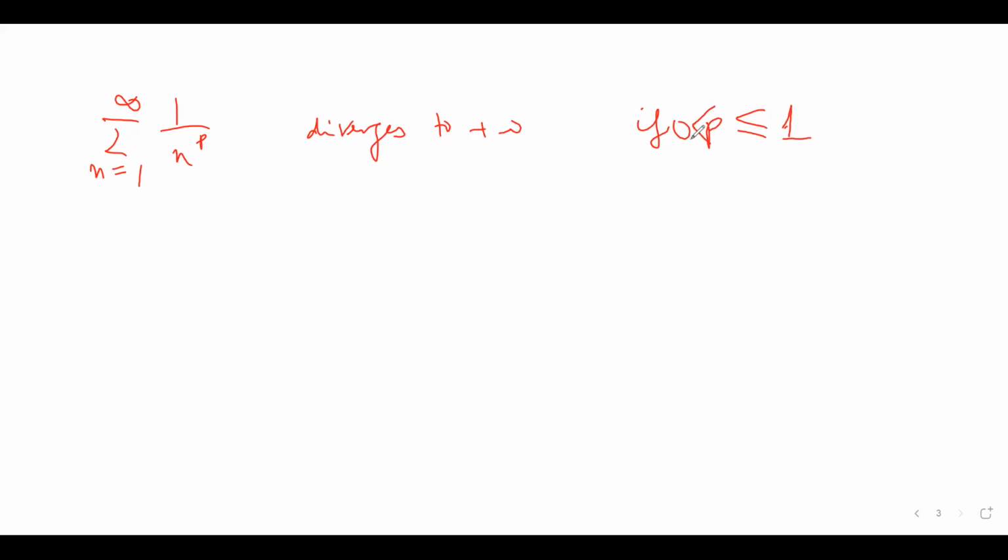Now, let's consider the case p bigger than 1. So now there is some hope that this series may converge, because when you increase p, the terms get smaller and smaller, and you hope that eventually you would get something that converges, and that is actually the case. And it converges if p is bigger than 1.